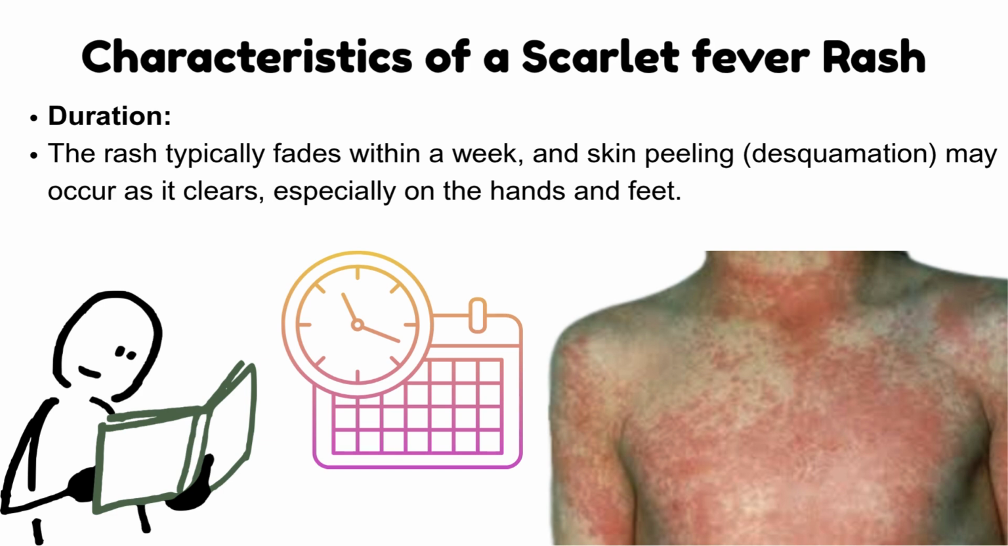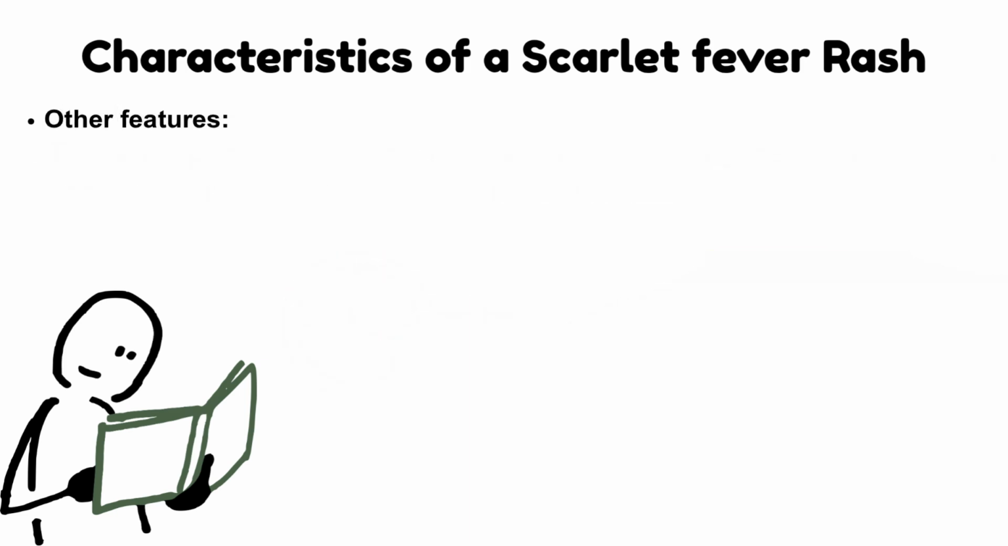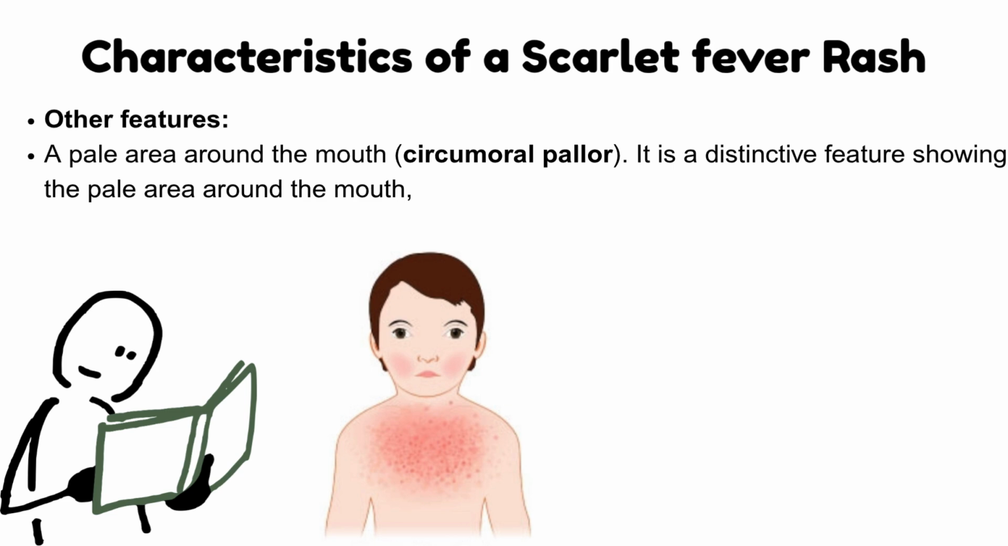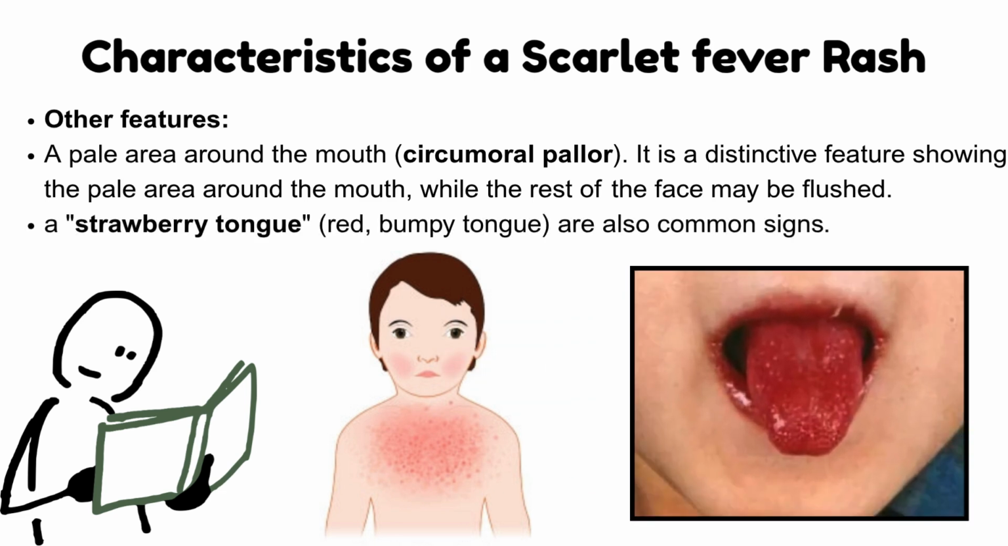and feet. Other features of scarlet fever. A pale area around the mouth, known as circumoral pallor. It is a distinctive feature showing the pale area around the mouth, while the rest of the face may be flushed. And a strawberry tongue. A red, bumpy tongue is also a common sign.